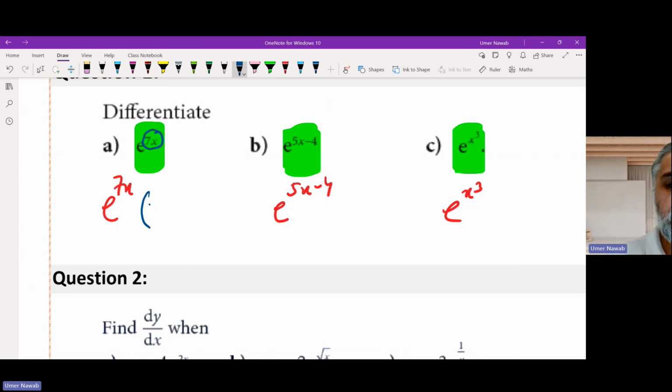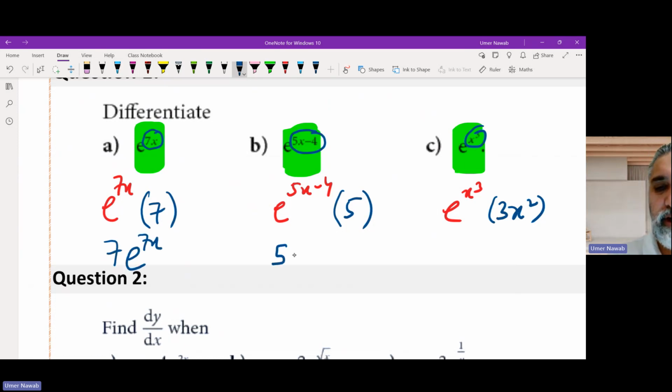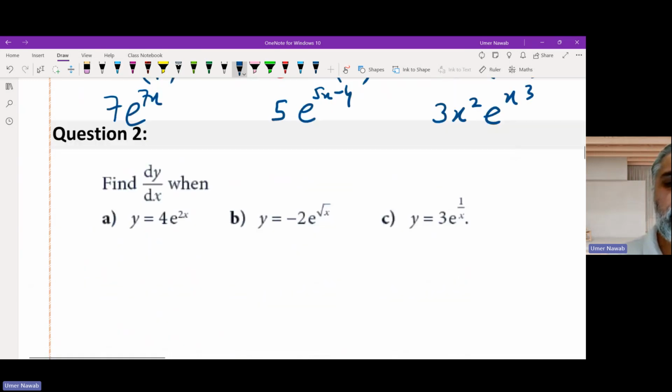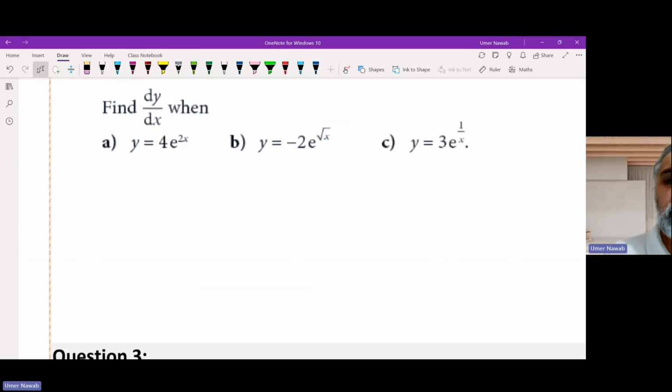The further derivative of 7x is 7. What is the further derivative of 5x minus 4? Which is 5. What is the further derivative of x power 3? Which is 3x squared. If you want to write it in a beautiful form, you can write e raised to power 7x. You can write it as 5e^(5x minus 4). You can write 3x squared e raised to power x cubed. Okay, now let's move on to the next question.